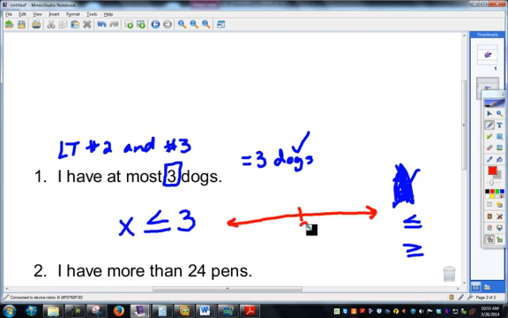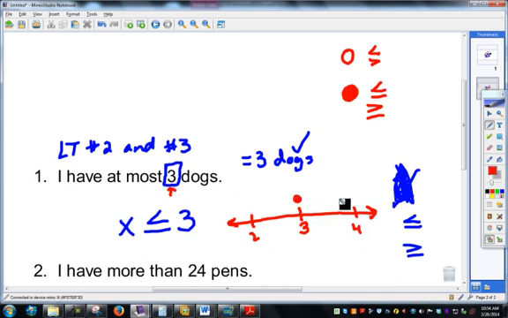We know we put 3 right in the middle, and then we just go one number below it, one number above it. Got to remember this little thing. Remember, open dot we use for less than or greater than. We use a filled in dot when we're including the or equal to, when we're including 3 as a solution. Since we are including 3 as a solution, this is going to be a closed dot.